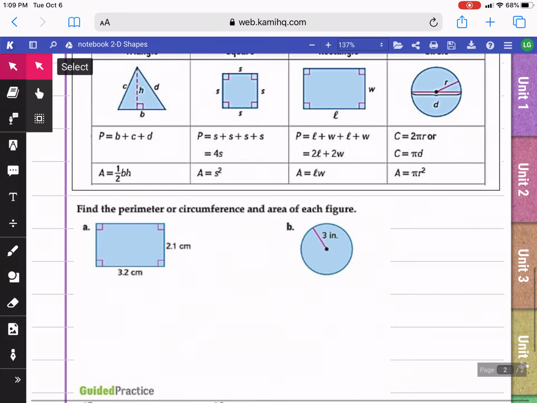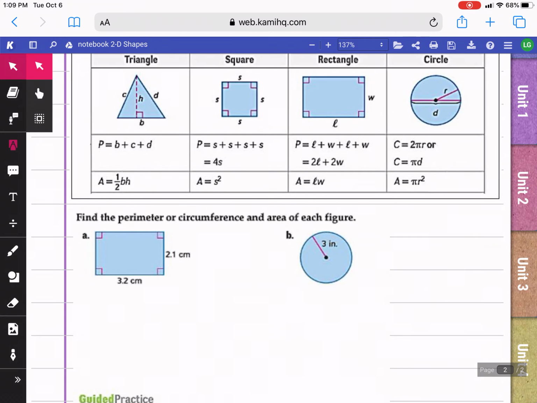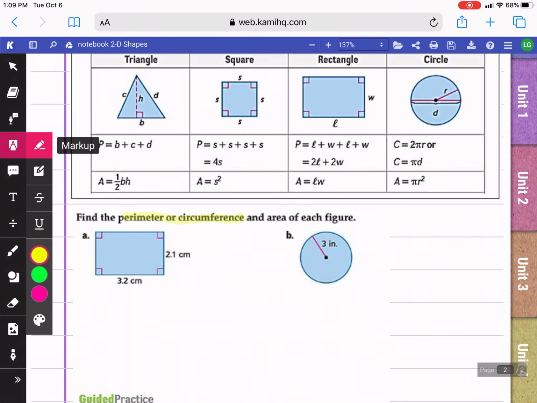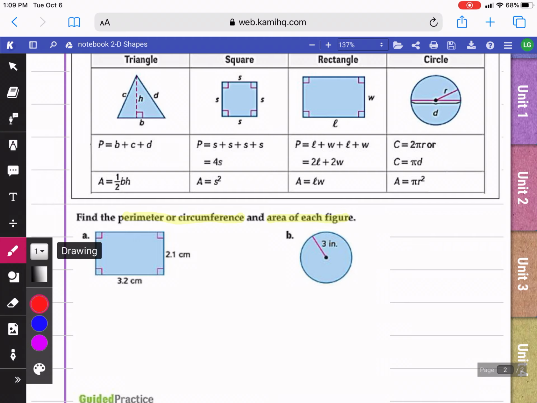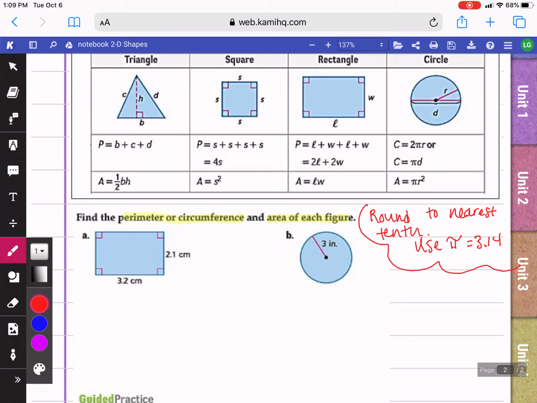So we look at example A. Example A wants us to find the perimeter, circumference, and area of each figure. When we do these problems, we're going to round to the nearest tenth, which means 1 decimal place, and we're going to use 3.14 for pi. So if you look at the first example, I'm going to start by getting the perimeter of this rectangle.